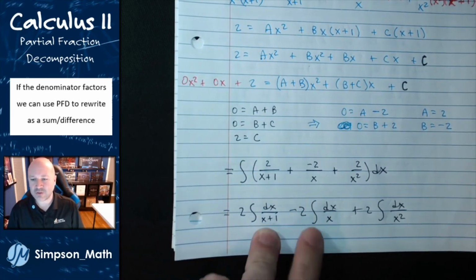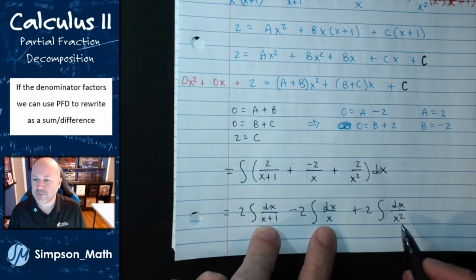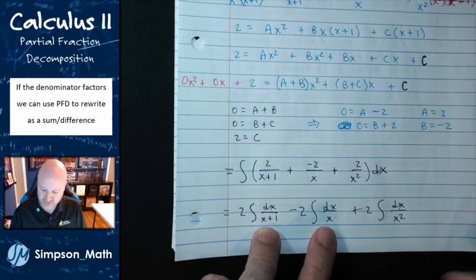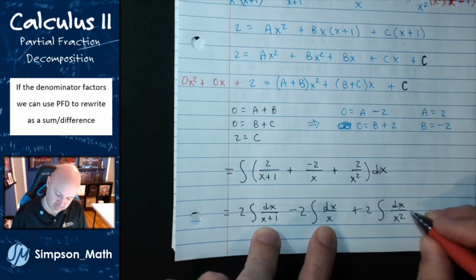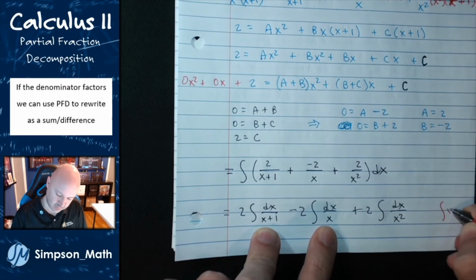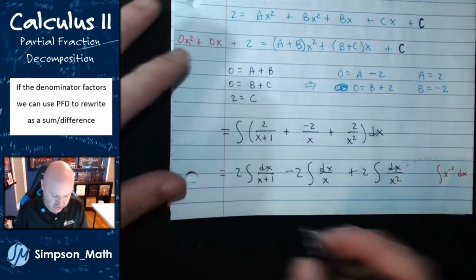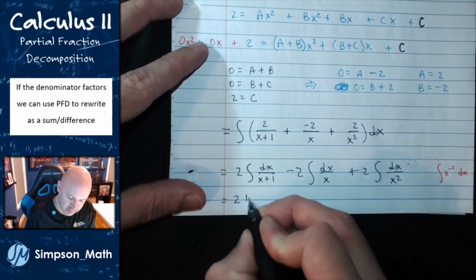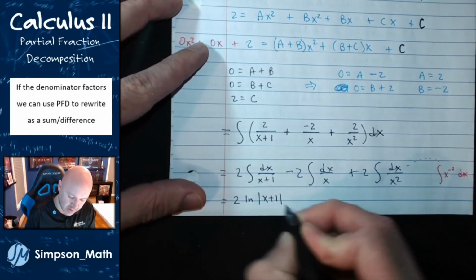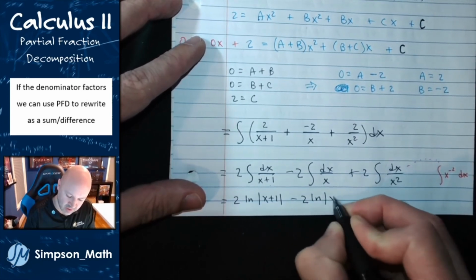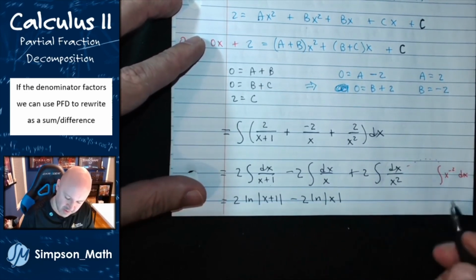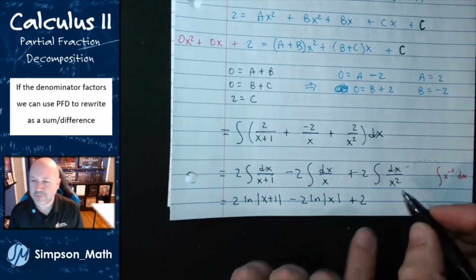Well, the first two are natural logs. This one is the same thing as x to the negative second power, so I can use the power rule for integration. So here we go. I think I can fit it on this page. This is going to be 2 times the natural log of x plus 1 minus 2 times the natural log of x. Now here, I'll go ahead and write down the plus 2.